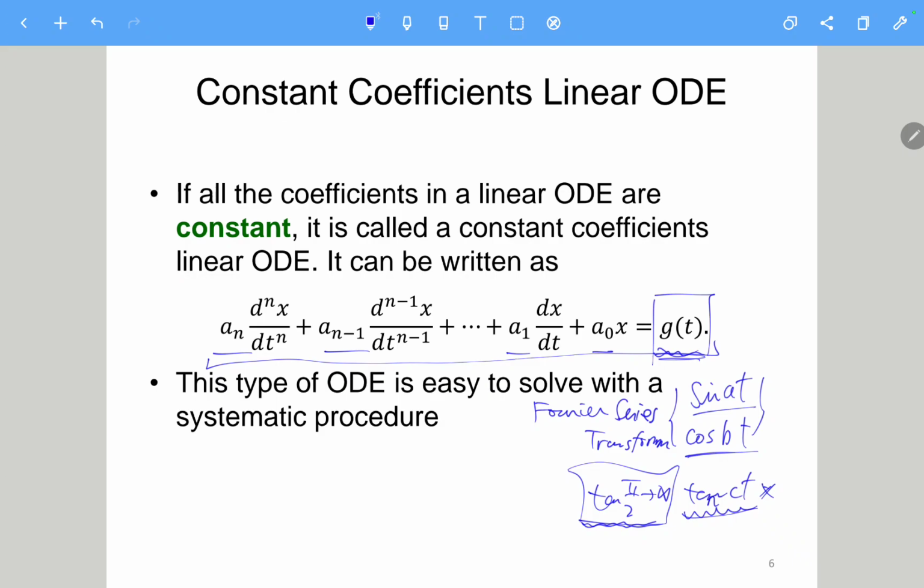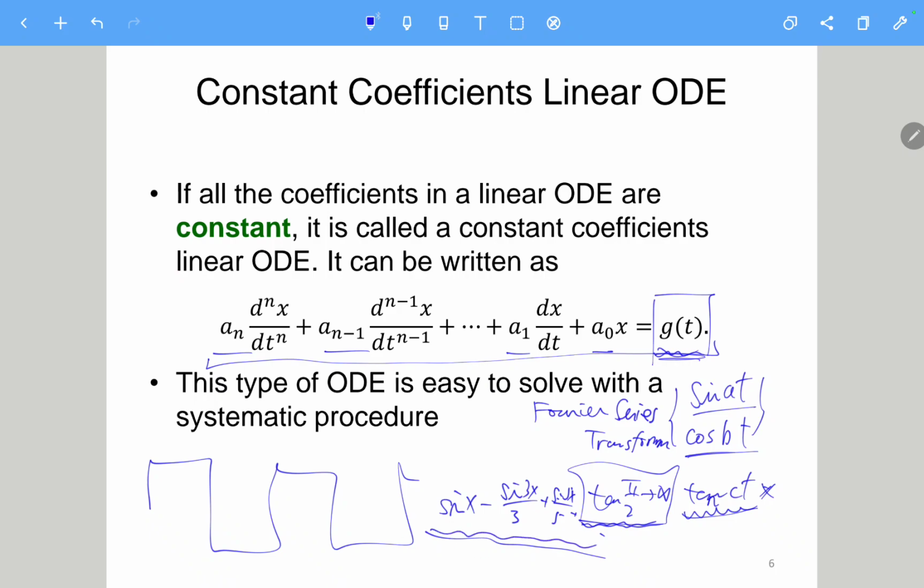For an arbitrary function, if it is a periodic function, we can always use the Fourier series to represent it, which means that we can use different sine or cosine functions to represent a periodic function, for example, a square wave. A square wave is like sine of x minus sine of 3x over 3 plus sine of 5x over 5, and so on and so forth. You don't necessarily need to remember that, but just to let you know. For other periodic functions, we can also use different coefficients for the sine and cosine to represent them.